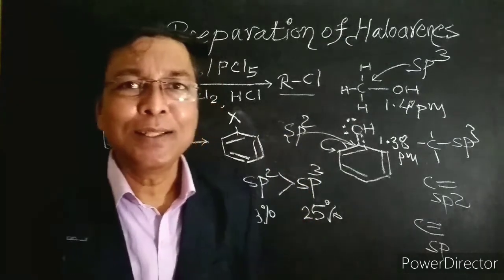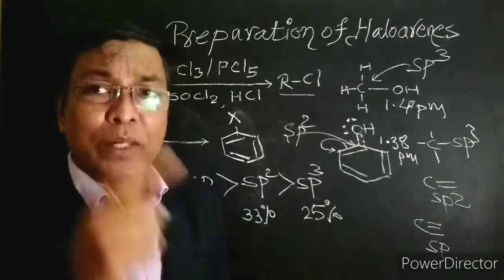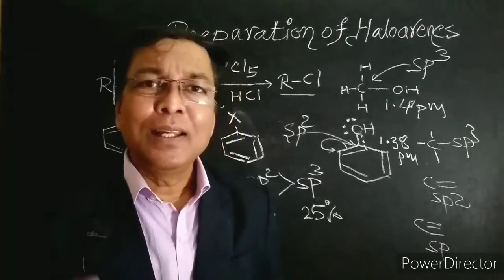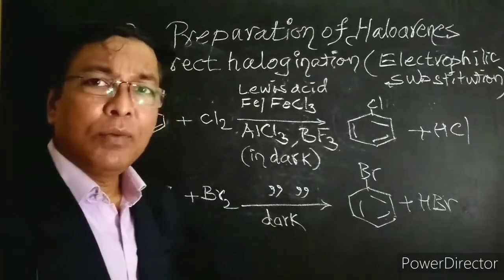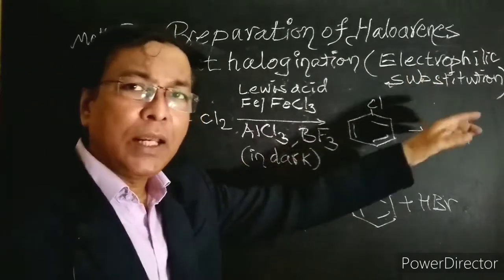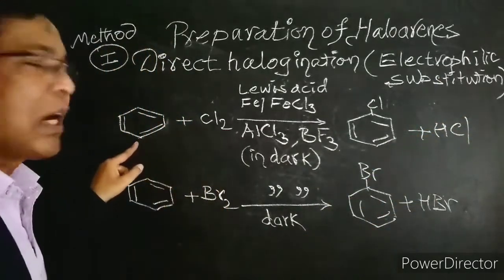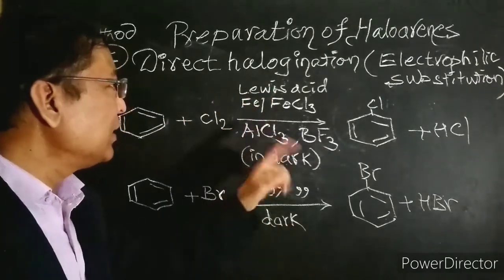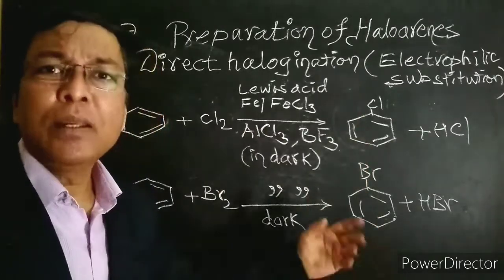Then the question arises, is it not possible to prepare haloarenes? The answer is yes, we can prepare haloarenes, but by some different methods. Here we will see them one by one. Preparation of haloarenes. The first method is direct halogenation. It is an electrophilic substitution reaction. When chlorine and bromine react with aromatic hydrocarbons in the presence of Lewis acids such as FeCl3, AlCl3, BF3 in the dark, they produce chlorobenzene and bromobenzene respectively.